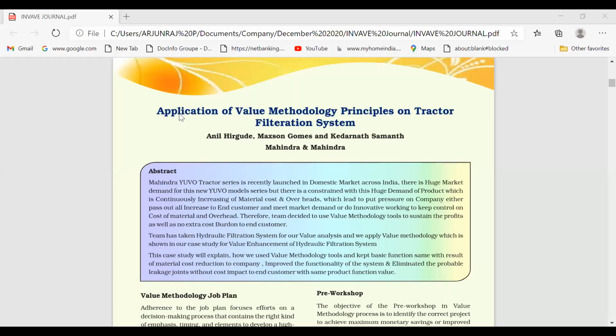This is available on the internet, where I have shown the Indian Value Engineering Society website. You go to the InWave, then you click that, and you get the report. This is the application of value methodology principle on a tractor filtration system, also coming from Mahindra and Mahindra.